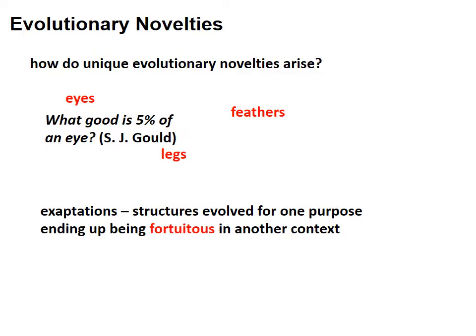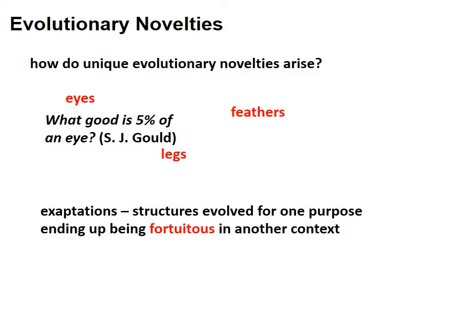Stephen Jay Gould, a contemporary evolutionary biologist, asks the question, what good is 5% of an eye? Now, it's a hypothetical question, but he's asking, what good is part of an eye? An eye, as it is, only functions when all the parts are there. What good is part of a feather? You can't fly with part of a feather. You can't walk with part of a leg.